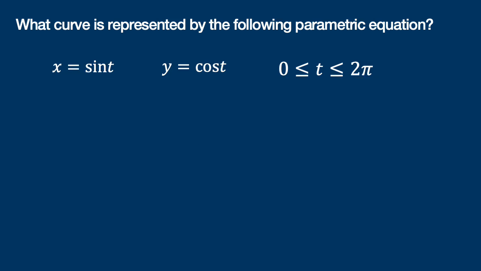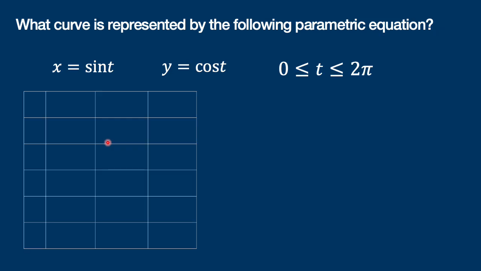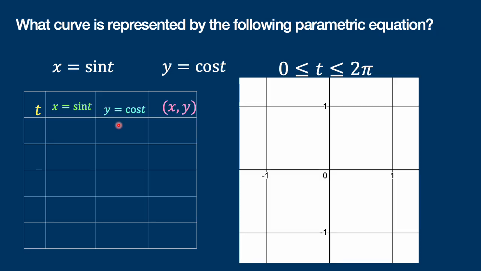Let's have another example. What curve is represented by the following parametric equation? This time, x is sine t, y is cosine t, and t moves from 0 to 2 pi. So we do exactly the same. The t values are 0, pi over 2, pi, 3 pi over 2, 2 pi. x is sine t, y equals cosine t. We're going to sketch the curve.